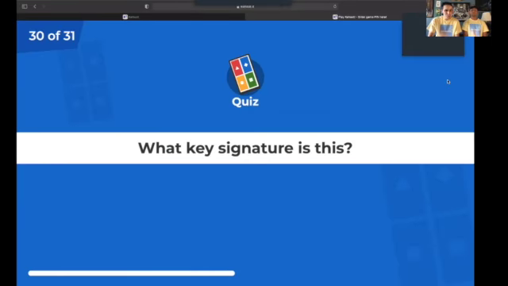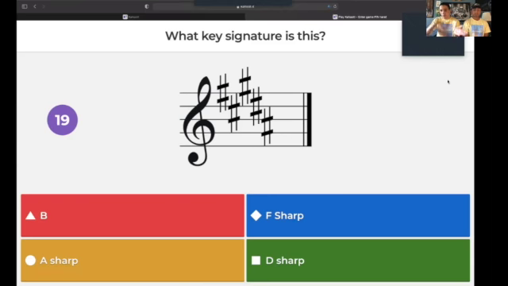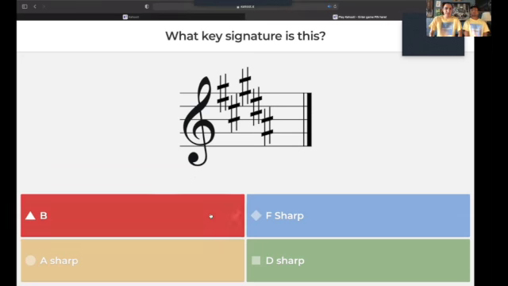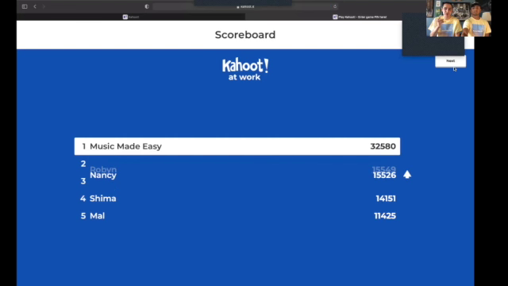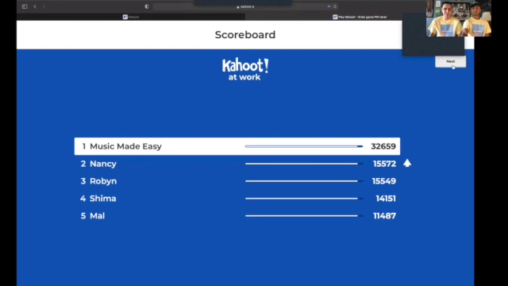Question number 30, almost there. What key signature is this? Another example, now on the sharp side of the spectrum. Our options are B, F sharp, A sharp, and D sharp. So there's a separate, different rule for identifying sharp keys. And the answer to this one is B. So this is the key of B. And the rule for this is you take a look at that very last sharp, which we see as A sharp, and bring it up a half step to get to B.